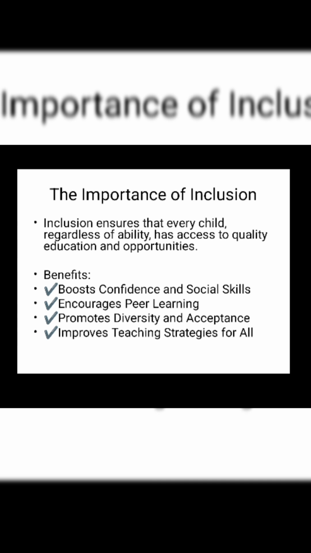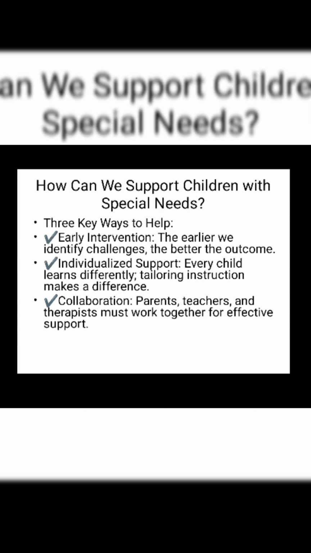Okay, and that is where the typical and atypical comes in. Typical children are the ones that you call normal, and atypical are the ones you call abnormal. This child is dumb, this child is an imbecile, no, the child is just atypical. Then it also helps improve teaching strategies for all. Then how can we support children with special needs?